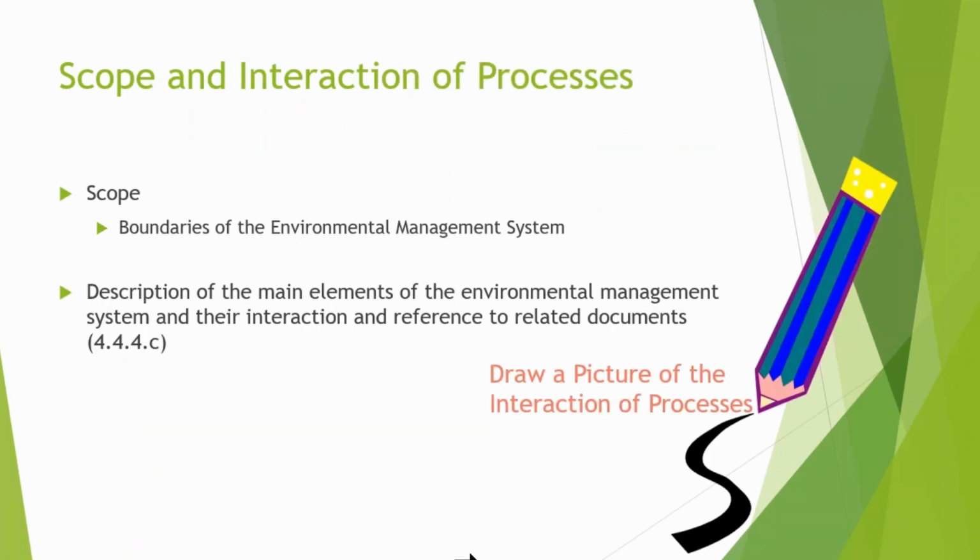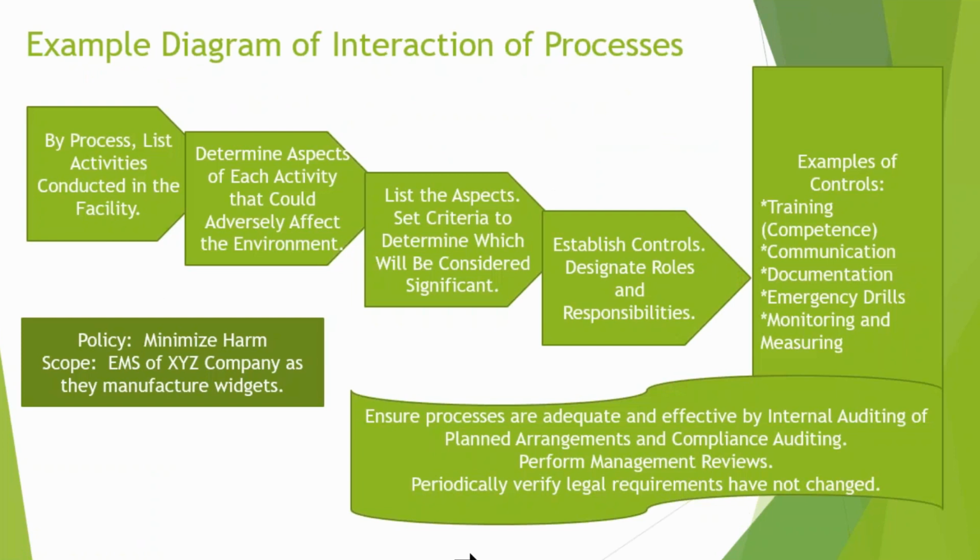So now, we also must document the scope, the boundaries of the environmental management system, and we must describe the main elements of the environmental management system and their interaction and reference to related documents. So let's draw a picture of the interaction of the processes. Here's an example diagram describing the interaction of processes in one of the organizations that I have worked with. Matter of fact, it's my organization.